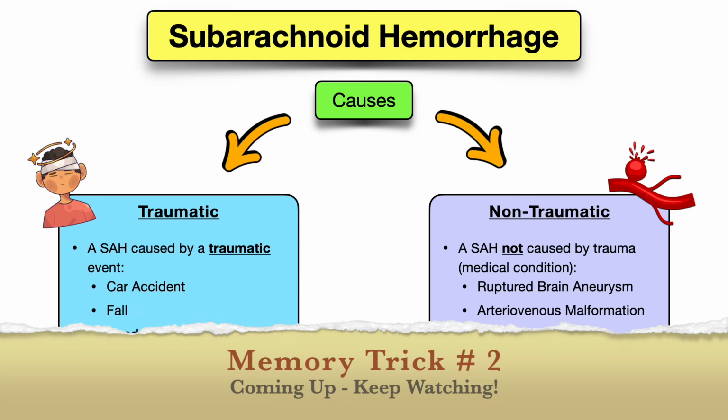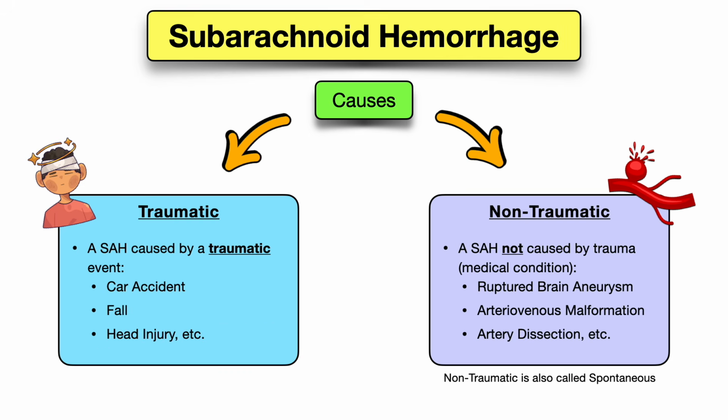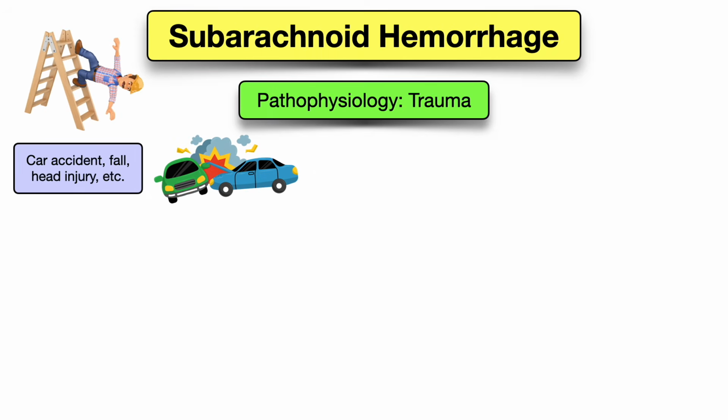Let's talk about the causes and pathophysiology of both types, starting with traumatic causes, and then there's a memory trick at the end to help you, so keep watching. The first category is trauma.